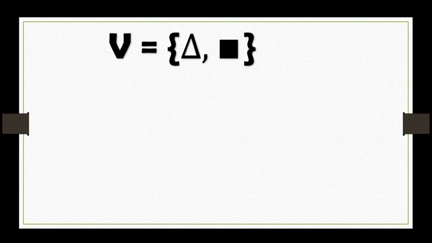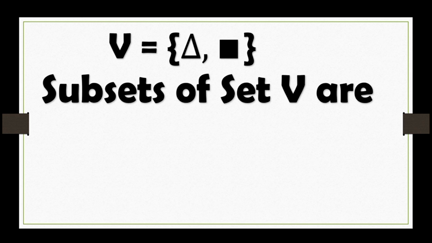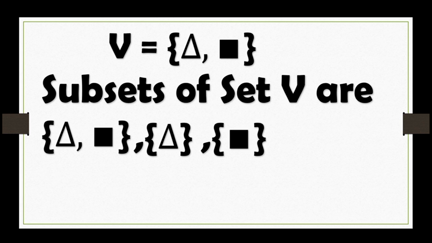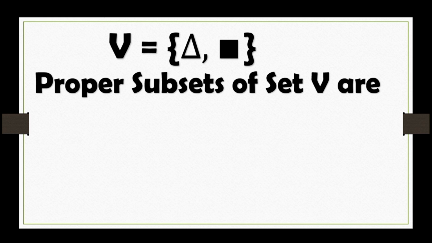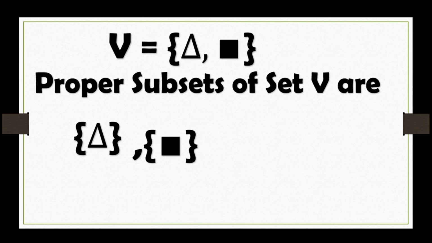Let's have our example. Set V with elements a triangle and a square. Here, subsets are sets with elements triangle and square, a triangle, a square, and a null set. In this example, we have 4 subsets. Using the same example, proper subsets of set V are a triangle, a square, and a null set. Here, we have 3 proper subsets.